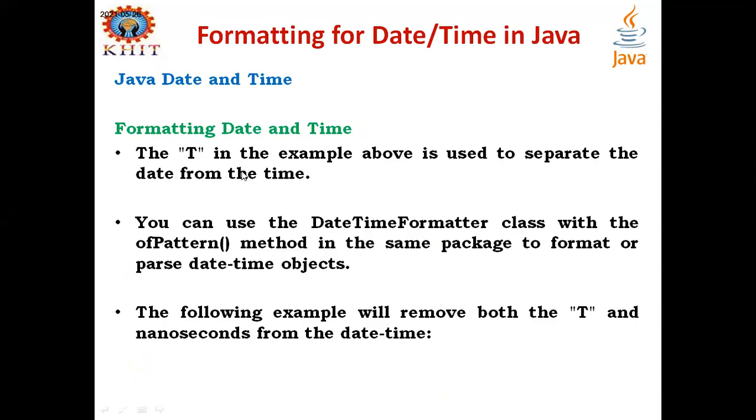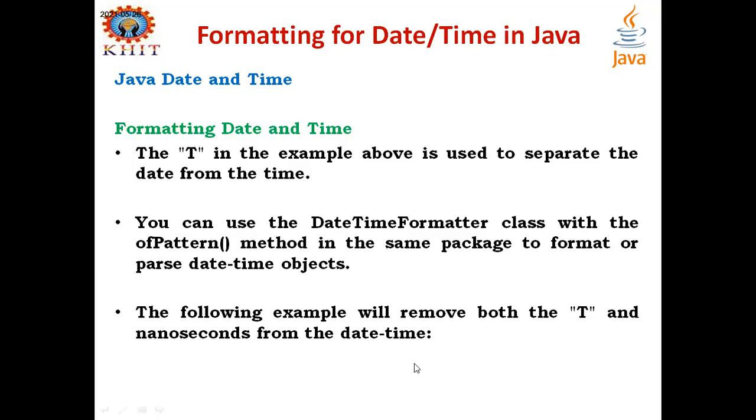Formatting date and time. Till now you are getting the output timing value or date. You are seeing one capital T in the output of the date and time, right? The T in the example above is used to separate the date from the time. You can use the DateTimeFormatter class with the ofPattern method in the same package to format or parse date time objects. The following example will remove both the T and nanoseconds from the date time.